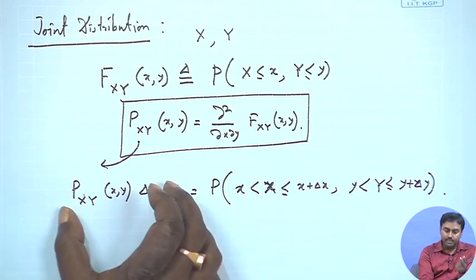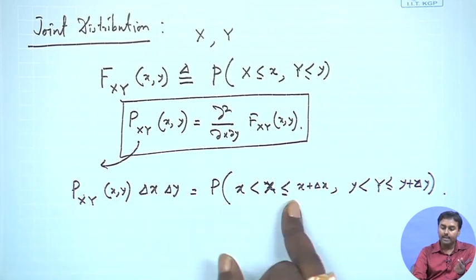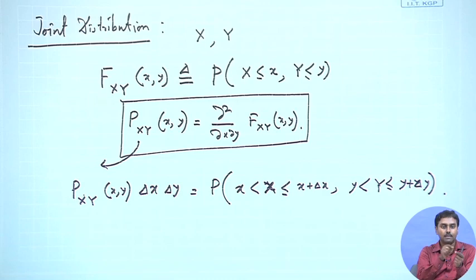So, this characterizes the probability that x lies in the vicinity of x, that means from x to x plus del x, and y lies in the vicinity of y, that means from y to y plus del y, right. This is the definition which we have already seen for a single variable. It is just the extension.